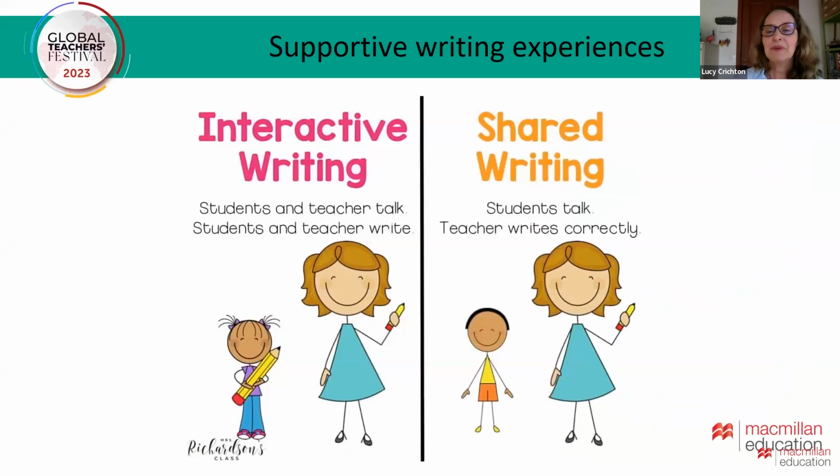Now, a couple of ways that we can do a more collective class activity. This is quite good, I think, for when you've got larger classes of students. You can do interactive writing or shared writing. In interactive writing, the students and the teacher talk together about the ideas, and then some students will come up and write with the teacher. In shared writing, the students do the talking and the teacher does the writing.